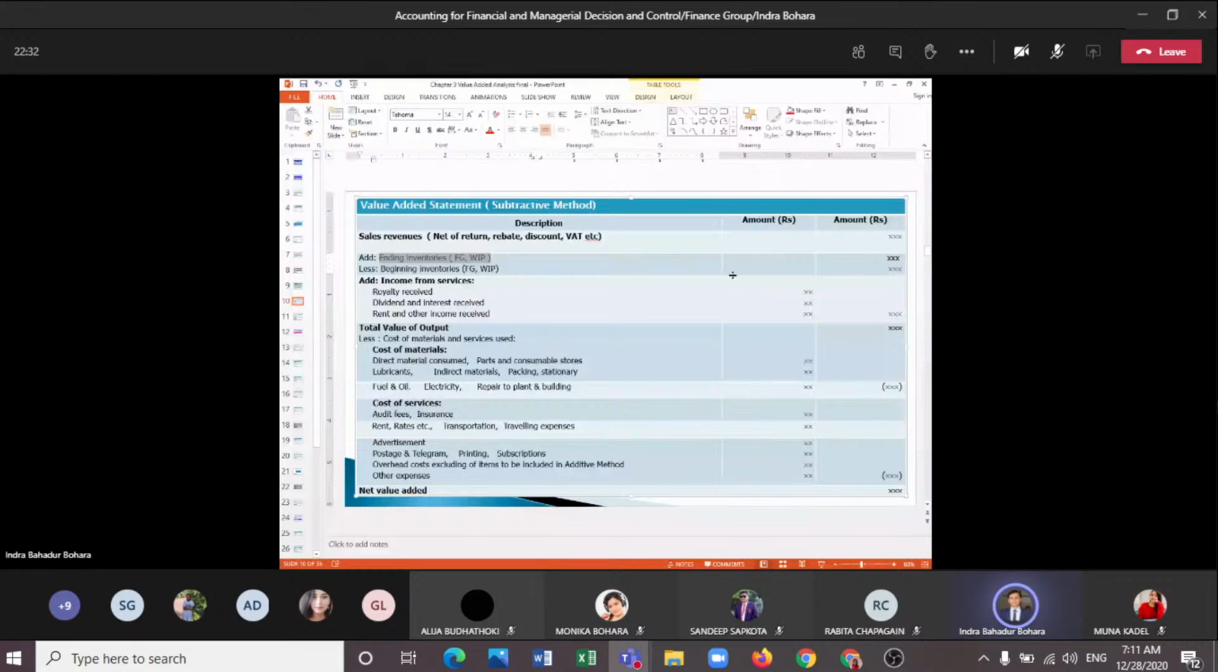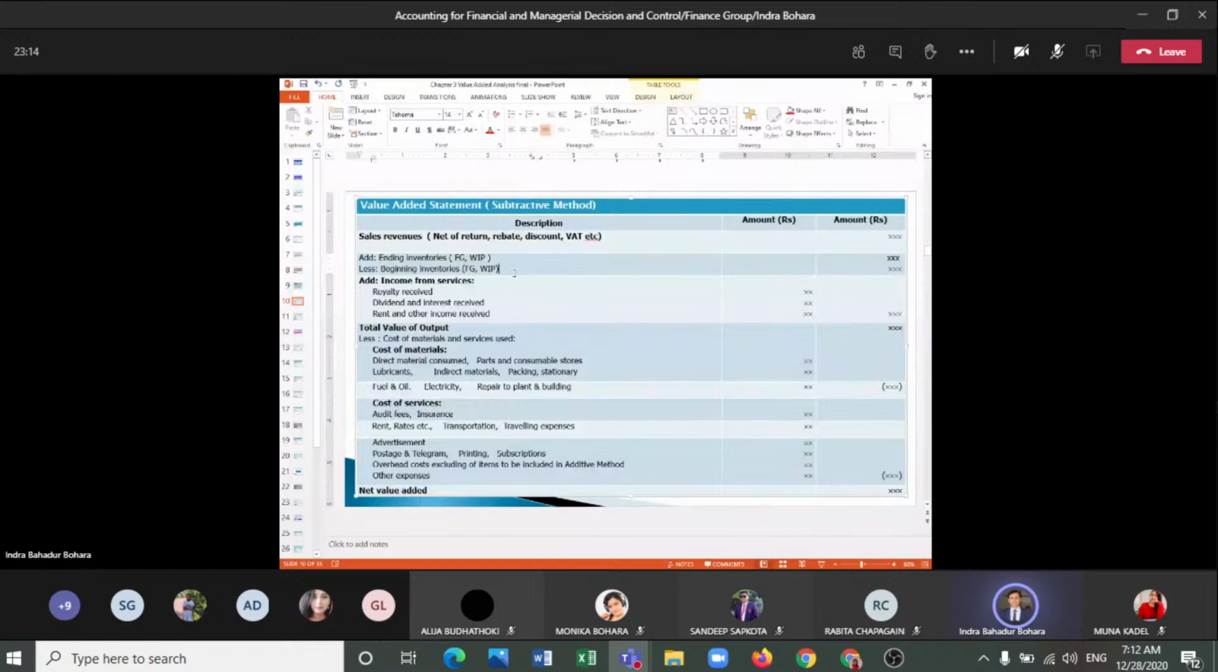Therefore, they are added. But beginning inventory or opening stock of finished goods or opening stock of WIP, they both are the previous year's value. Beginning inventories are the ending inventories of the previous year. Some values were added in the previous year on the beginning inventories. Therefore, the value is not added in the current year on the beginning inventory. Therefore, it is not included in the value added statement of the current year. But the company makes the sales of beginning inventory and purchases both. But on beginning inventory, in the current year, the company does not add the value.